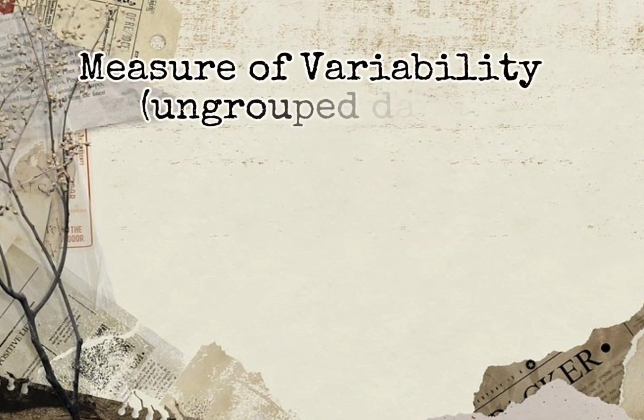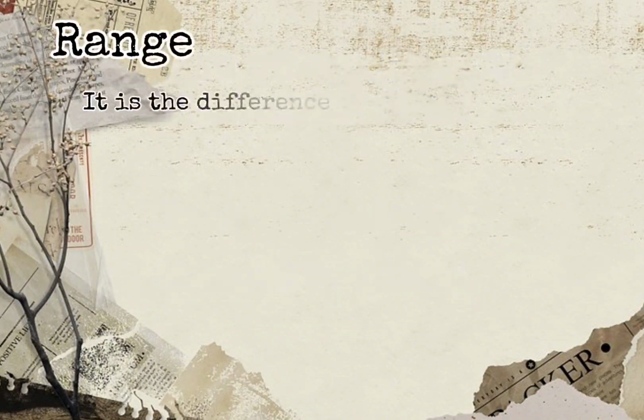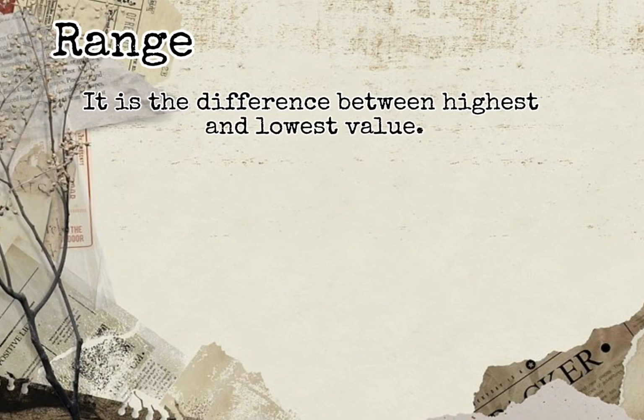Hello guys, so now we will discuss the measure of variability of ungrouped data. Measure of variability consists of range, variance, and standard deviation. So now we will discuss the range. The range is the difference between the highest and the lowest value.